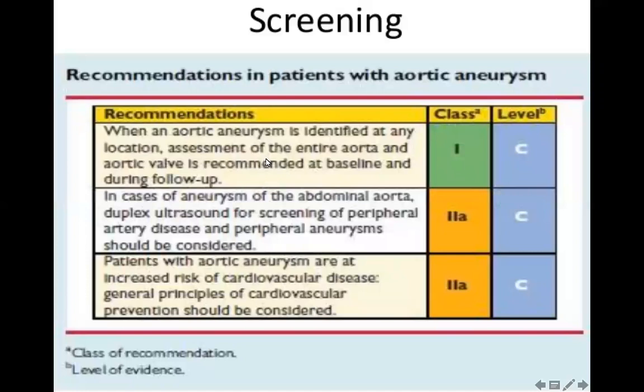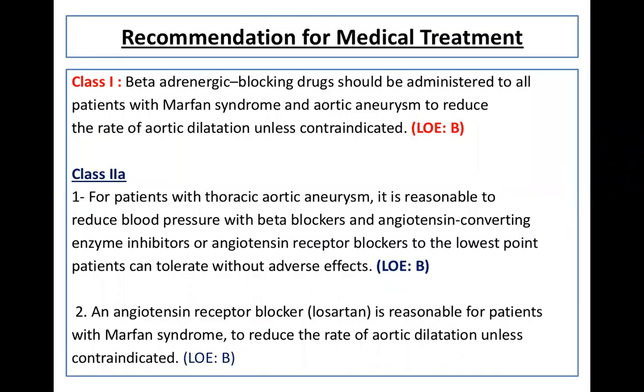Recommendation for screening: class 1, when an aortic aneurysm is identified at any location, assessment of the entire aorta and aortic valve is recommended as a baseline and during the follow-up. Class 2A, in cases of aneurysm of the abdominal aorta, duplex ultrasound for screening of peripheral artery disease and peripheral aneurysm should be considered. Class 2A, patients with aortic aneurysm are at increased risk of cardiovascular disease. General principle, cardiovascular prevention should be considered.